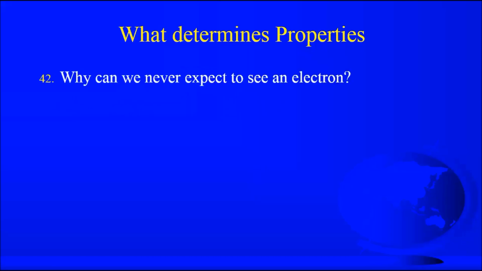Why could we never expect to see an electron? Because in order to see anything, can you see anything in the dark? No. In order to see anything, you have to have light coming off of it. You have to give it light and have light coming off of it. All right? Microscopes work on the same principle. In order to see these teeny tiny little things, you have to shine light on it and it reflects it back.